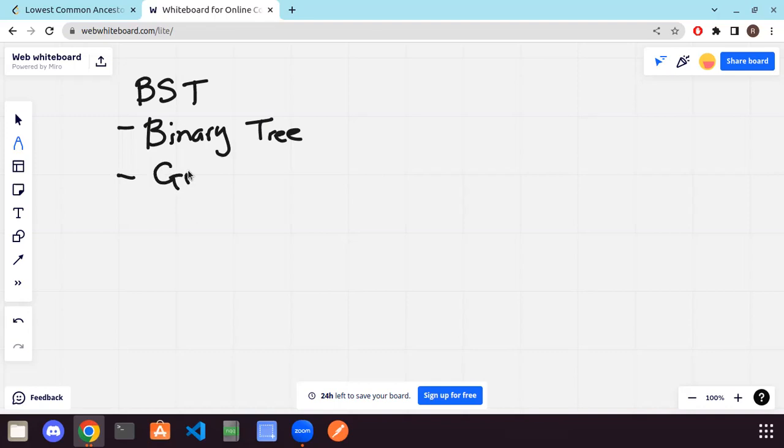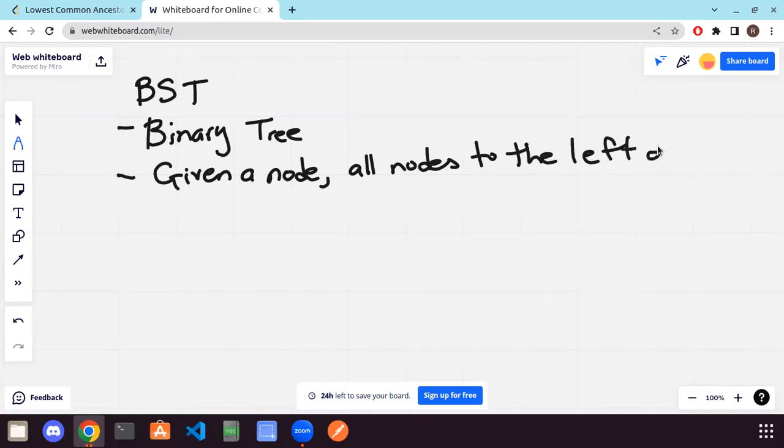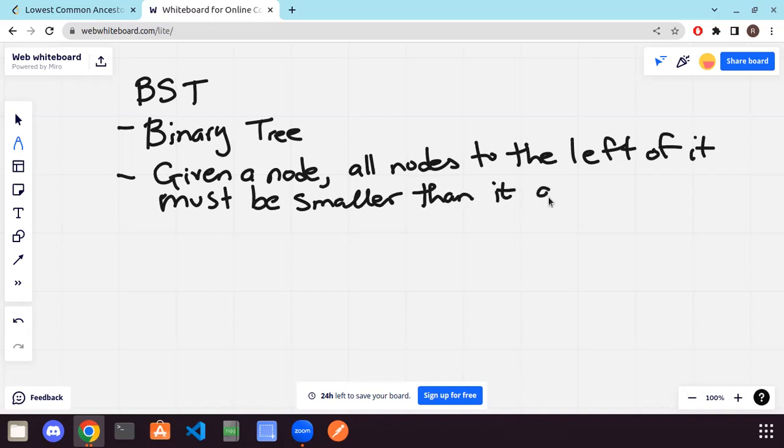So given a node, all nodes to the left of it must be smaller than it. And all nodes to the right of it must be bigger.